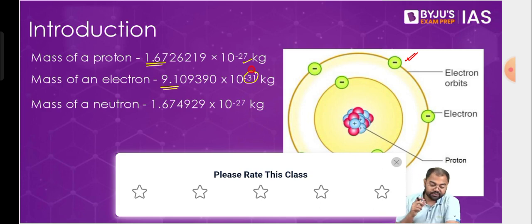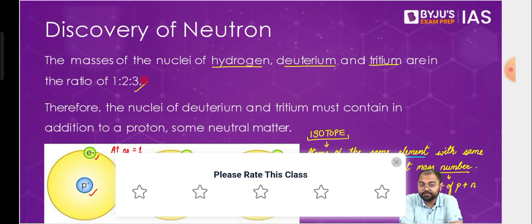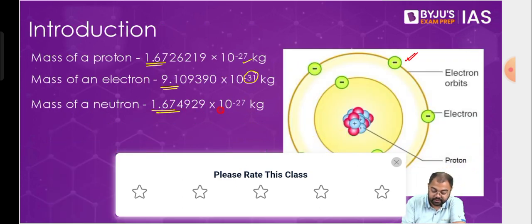So if there is a whole-number ratio of 1:2:3, then there should be something extra apart from protons and electrons, something that has a mass equal to the mass of a proton and does not carry any charge. And that is basically what we see in the case of neutrons: the mass of a neutron is pretty much equal to the mass of a proton.